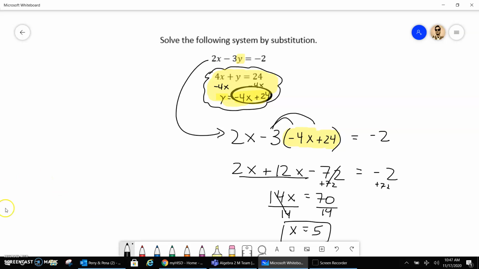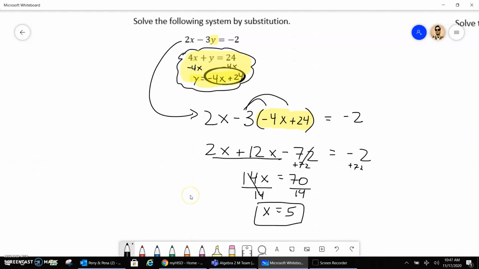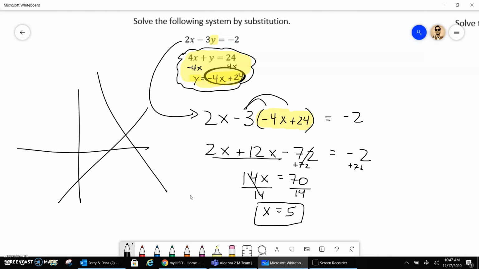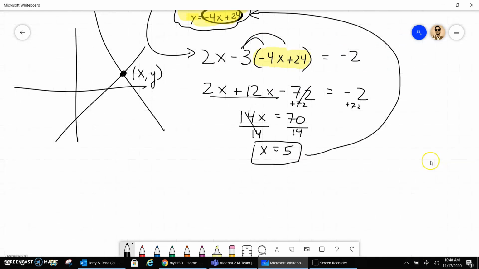Okay, so x equals 5, but when we're solving a system, we need an x value and a y value. Because like we said, if we're talking about graphically, a solution to a system of two equations is actually some coordinate pair, ordered pair, x comma y. So now I have x. So I'm going to go back to the expression that had y all alone, and I'm just going to substitute in my x value. So y equals negative 4 times 5 plus 24.